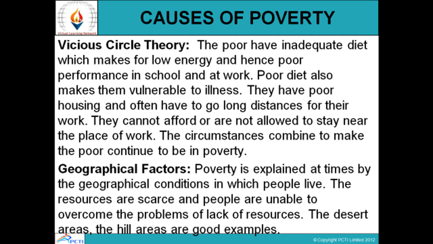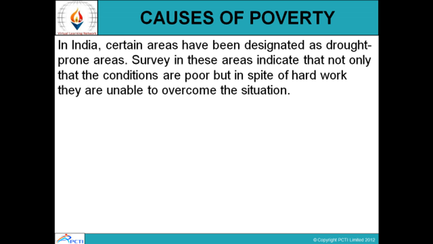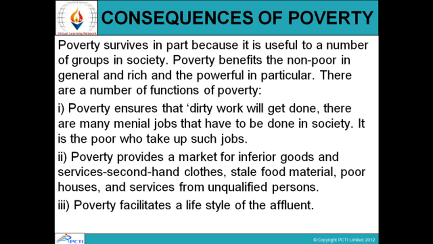Geographical factors. Poverty is explained at times by the geographical conditions in which people live. The resources are scarce and people are unable to overcome the problems of lack of resources. The desert areas and the hill areas are good examples. In India, certain areas have been designated as drought-prone areas. Surveys in these areas indicate that not only are the conditions poor, but in spite of hard work, they are unable to overcome the situation.